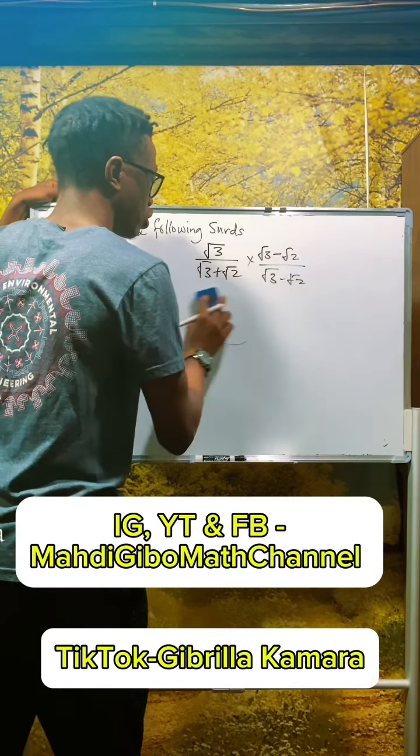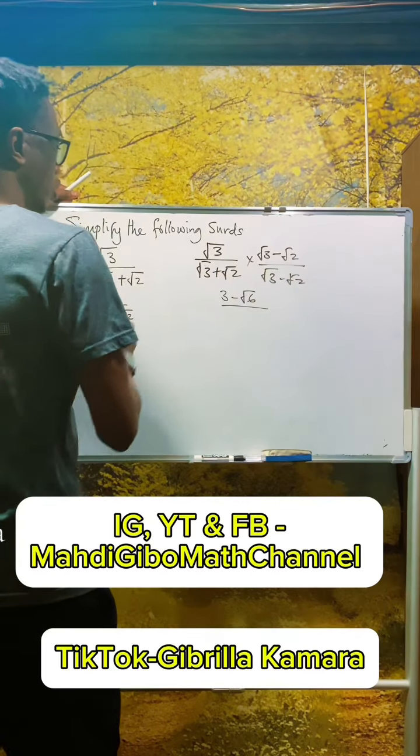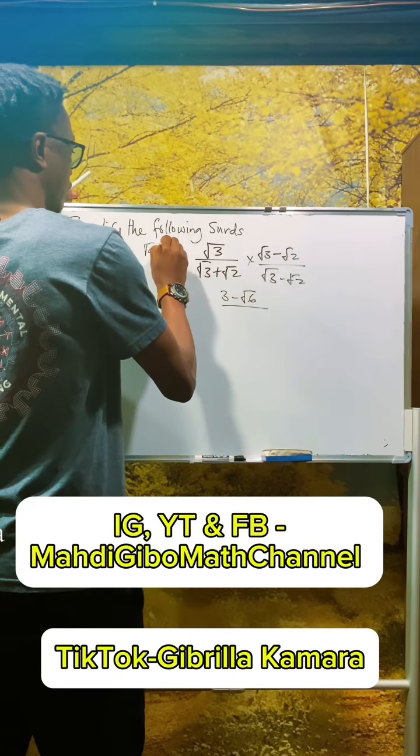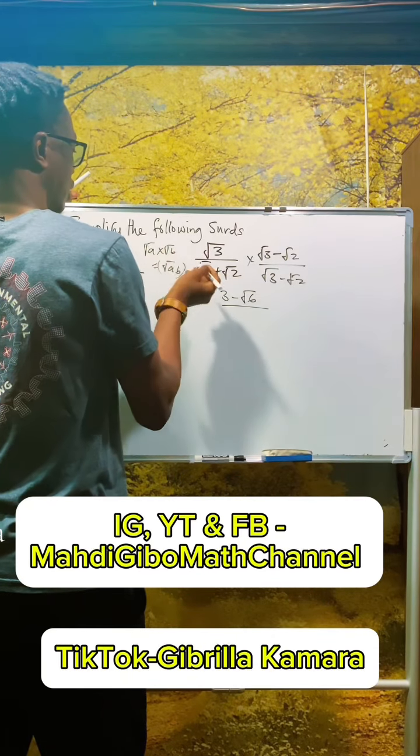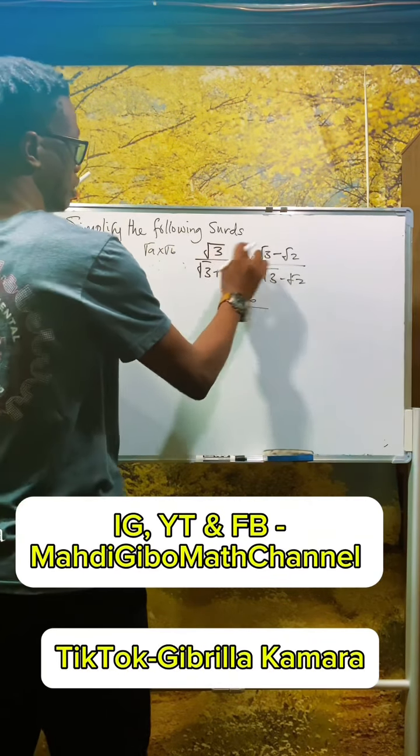So we multiply now. Root 3 multiplied by root 3 gives you 3, and that's easy for you to know. Then root 3 multiplied by this, so we have minus root 6. When you have root A multiplied by root B, this is equal to root AB. So that's the same thing we've done here.